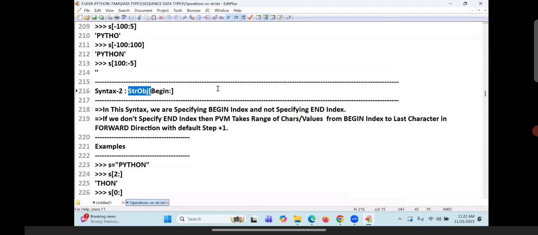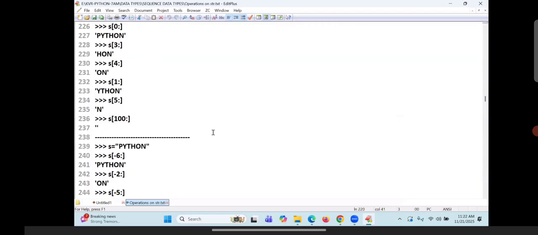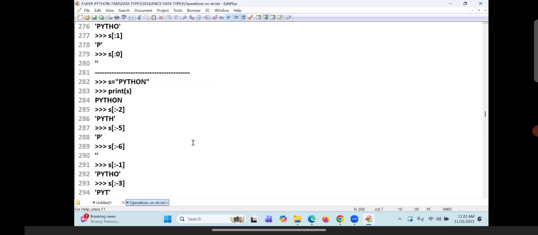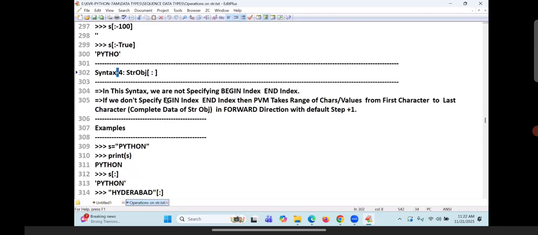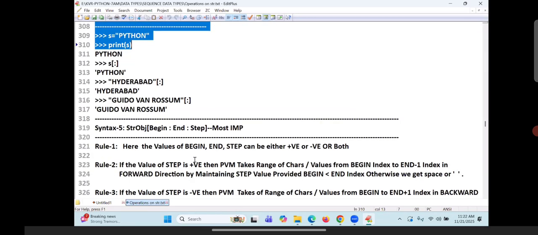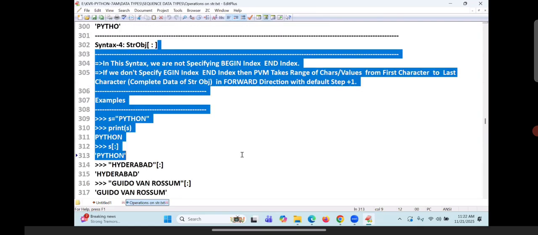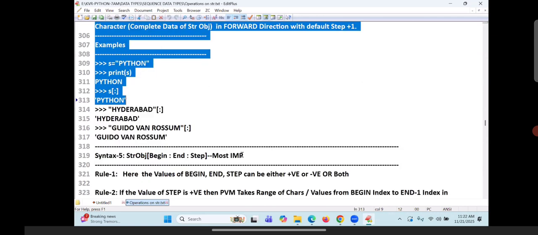After that, syntax number 2: begin colon, no ending. What it will do, points, examples and everything. Syntax number 3: no beginning, only ending. Syntax number 4: colon, no beginning, no ending. Syntax number 5, wonderful: beginning, ending and step. By default, this step is what? +1. Which direction? Forward direction.